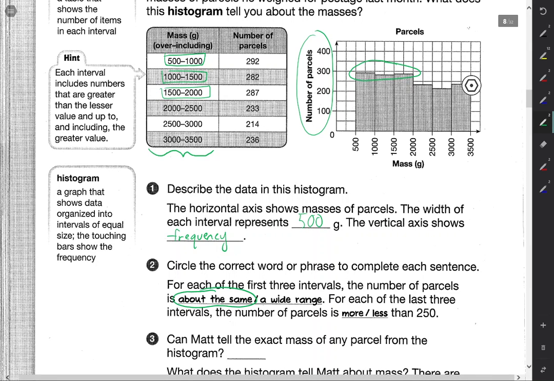For each of the last three intervals, the number of parcels is more or less than 250. Well, 250, that would be right here. So let's follow that onto the graph. And it looks like all three of the last intervals here are less than 250.